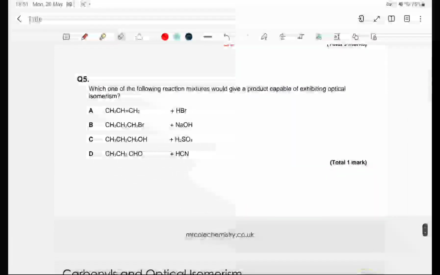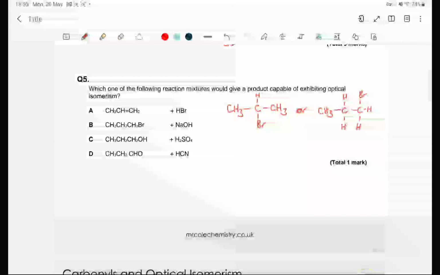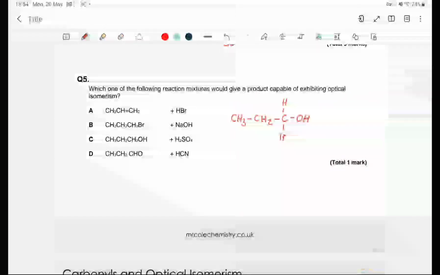Okay, so moving on to question 5. We've got a multiple choice question. Which one of the following reaction mixtures would give a product capable of exhibiting optical isomerism? So we're looking for something that's going to create a chiral center. In terms of what we're going to make in each of these cases, for A, we're going to make this, neither of which contain chiral centers. B is going to make this, which does not have a chiral center. C is going to form this, which does not have a chiral center.